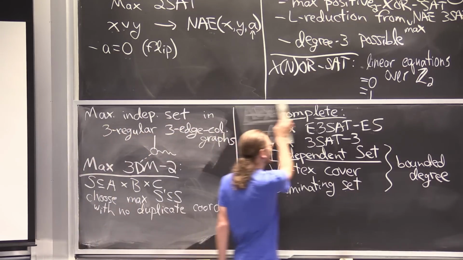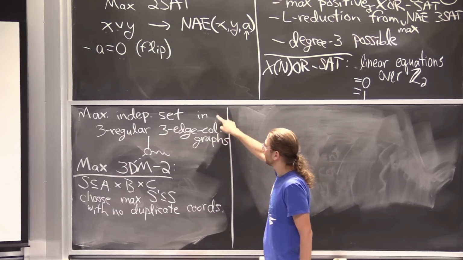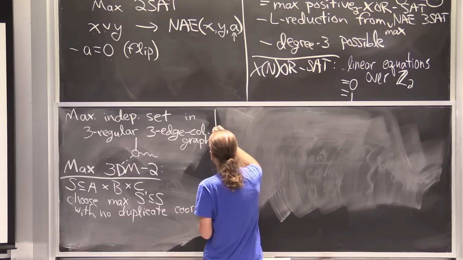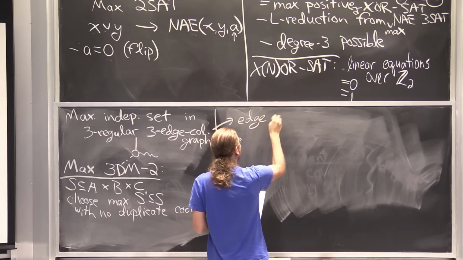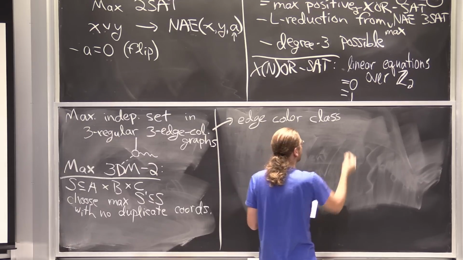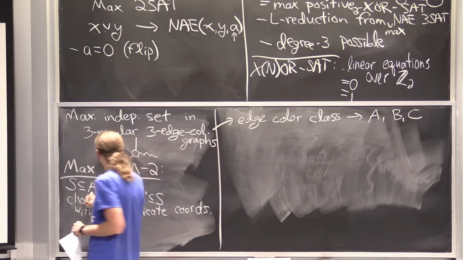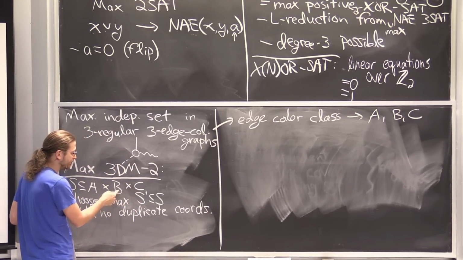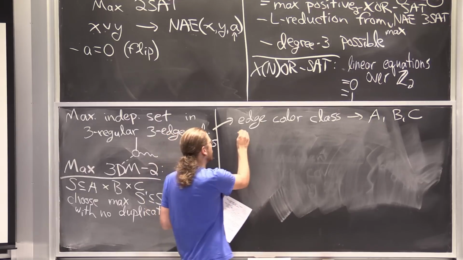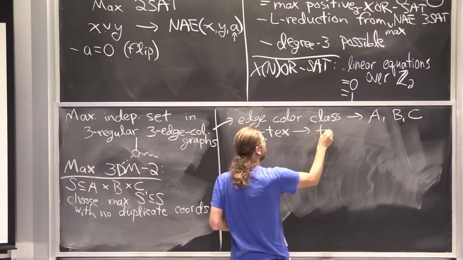Now I'm going to prove that it's hard. It is basically the same as max independent set in 3-regular, 3-edge-colored graphs, because I take such a graph, and for each edge color class, there are 3 of them, those are going to be A, B, and C. If I have red, green, and blue, all the red edges are going to be elements of A, all the green edges are going to be elements of B, and all the blue edges are elements of C. Then a vertex, as I said, has exactly 1 of each class, so that's going to be my triple.